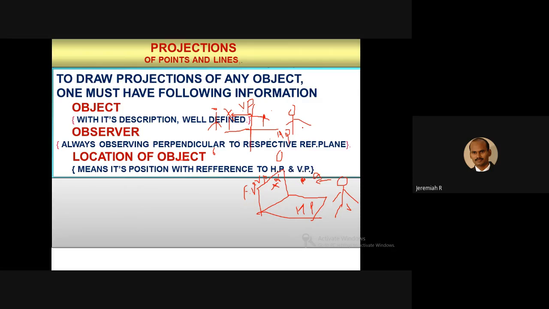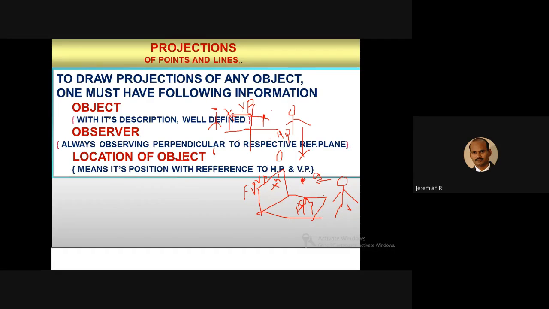Okay, just imagine you are seeing from here. When you just see from the top, what will you get? That also is a point, but on the HP. On the HP, you will get a point. Here you have to mention A.